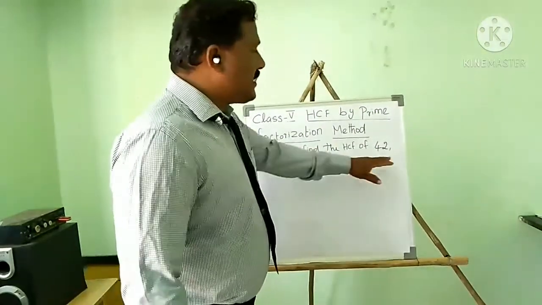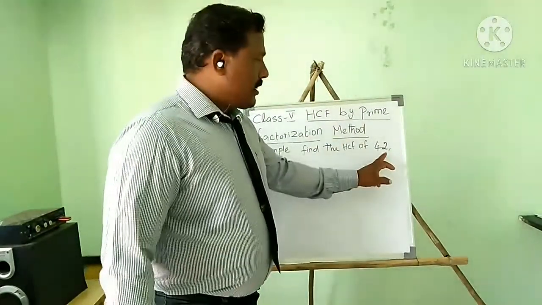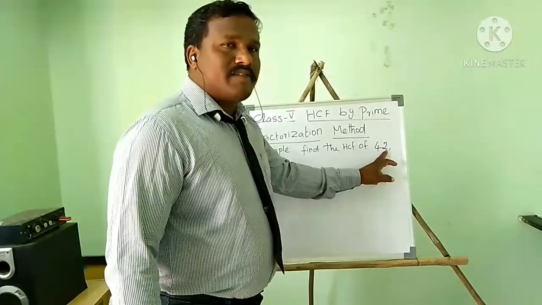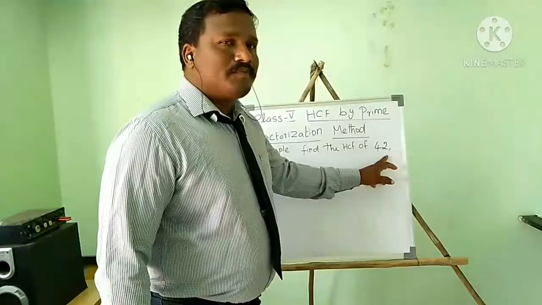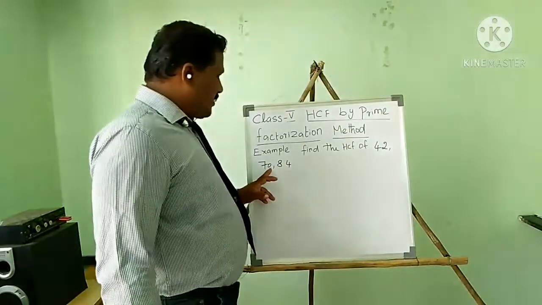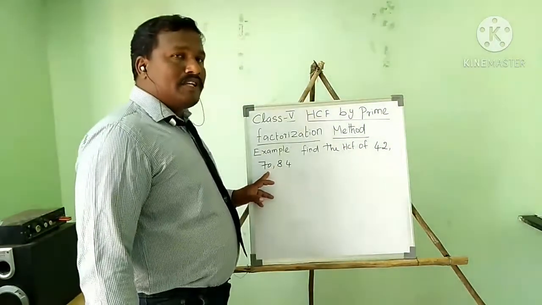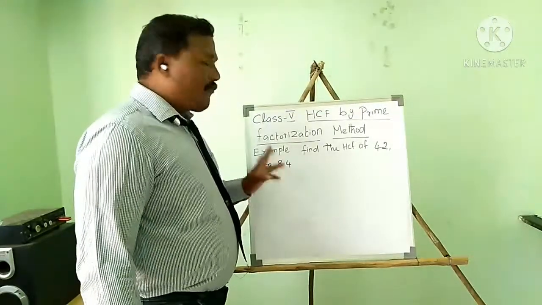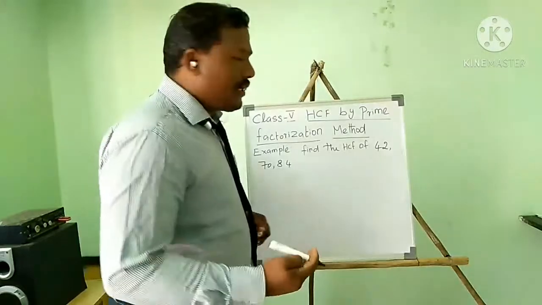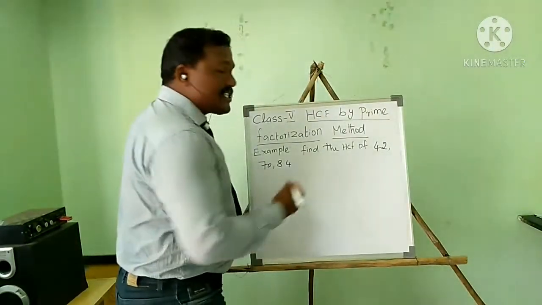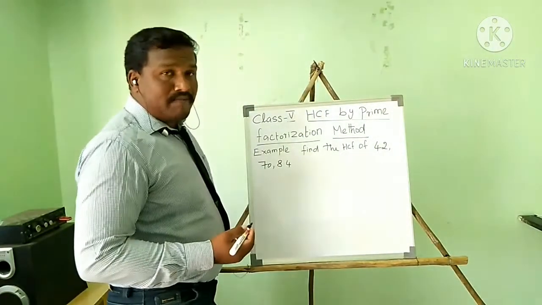First I will take the number 42. The last digit, the ones place, is 2, so it can be divisible by 2. If the ones place were 0, it could be divisible by 5. Here 4 is there, so it can be divisible by 2. Use that technique, and now I will find the highest common factor using the prime factorization method.